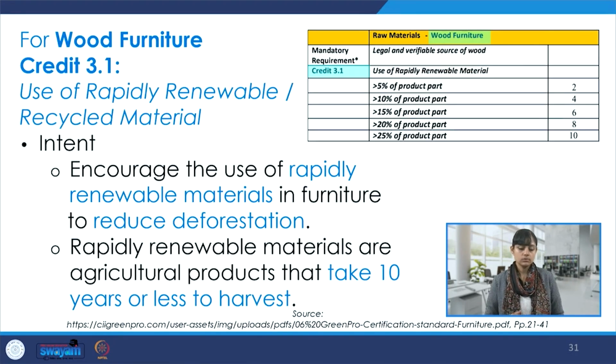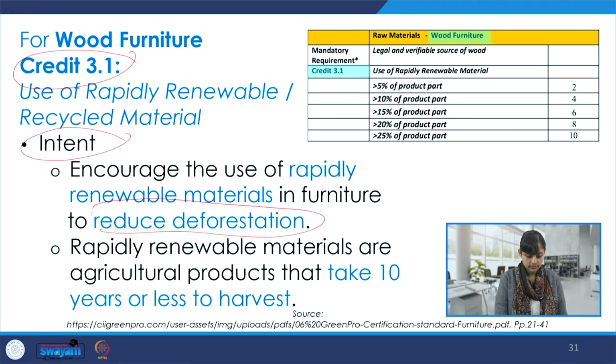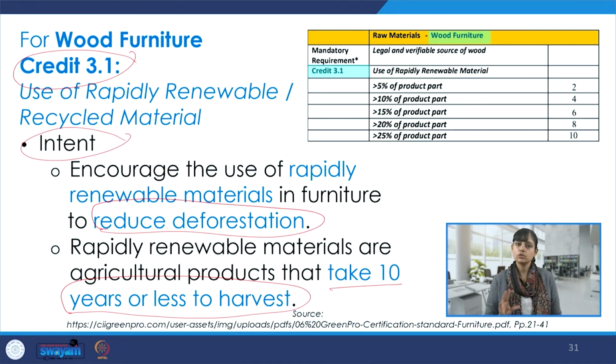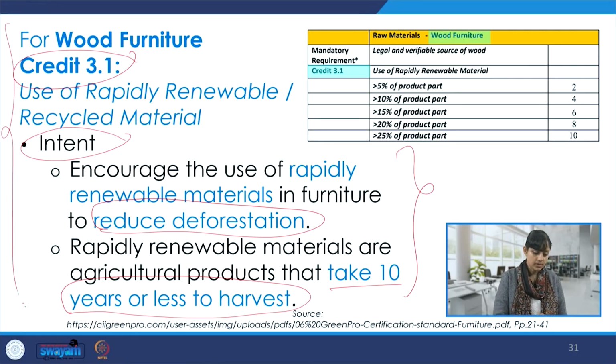For wood furniture now, credit 3.1, use of rapidly renewable or recycled material. The intent is to encourage the use of rapidly renewable materials in furniture to reduce deforestation. Rapidly renewable materials are agricultural products that take 10 years or less to harvest. That's very important. And during the lecture on wood and timber, also we talked about ecologically grown timber and the time it takes to get replenished, etc. So this credit emphasizes on this aspect.